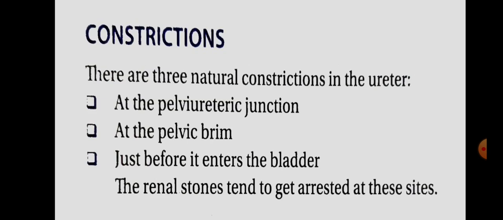Constrictions are nothing but narrower parts of the organ. In the esophagus we come across such constrictions, is it not? The same thing happens in the ureter also. There are three natural constrictions in the ureter: at the pelviureteric junction, at the pelvic brim, and just before it enters the bladder. Renal stones tend to get arrested at these sites.